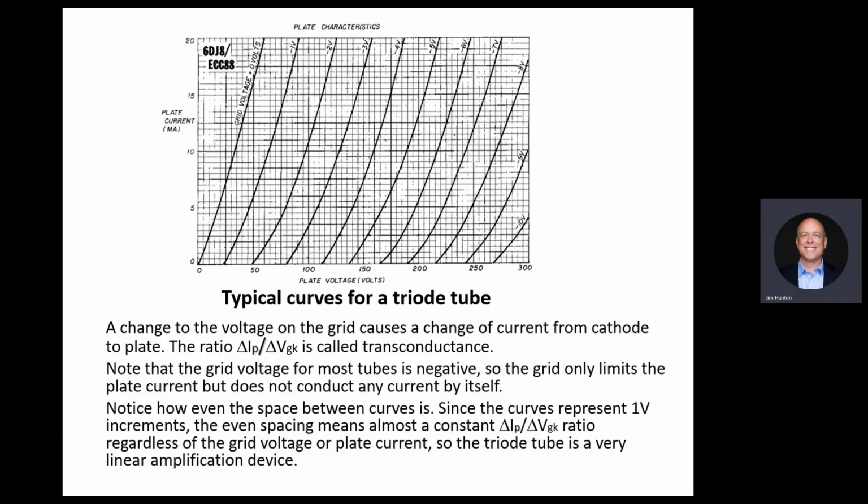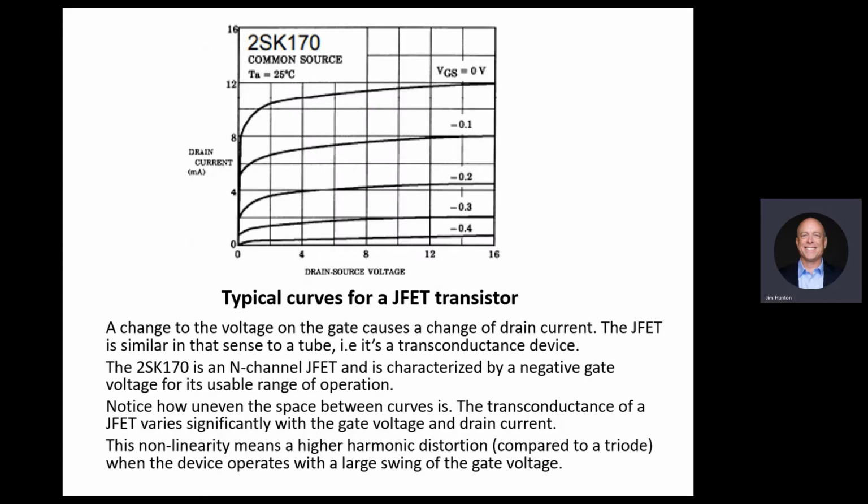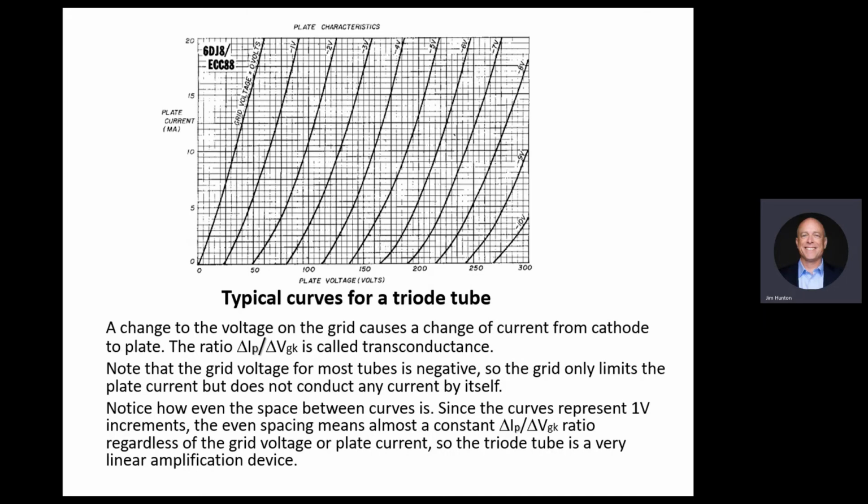Triode. So triode, we understand. Plate pulls the electrons, grid repels them, and the total effect gives you the amplification. Next thing, we'll go to a JFET. Why? Because a JFET is really a transconductance device. It's the same concept as a tube, that we put voltage on one terminal and it changes the current through the device. However, look at this curve. It's not the same as this curve.